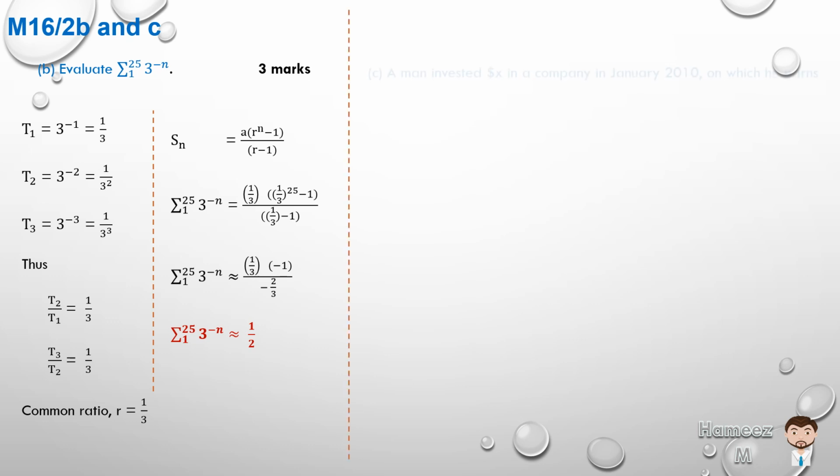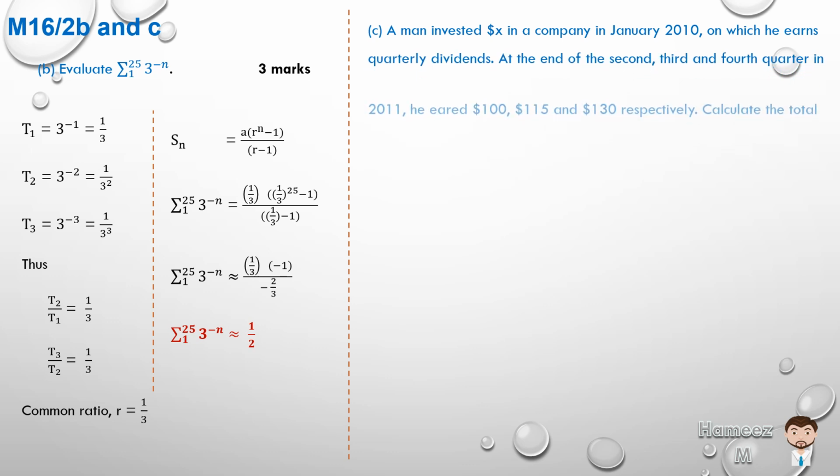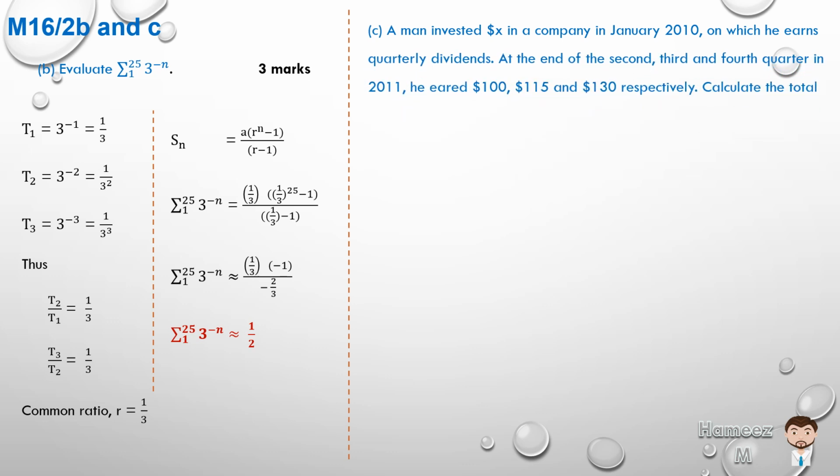Part C. A man invested X dollars in a company in January 2010, on which he earns quarterly dividends. At the end of the second, third, and fourth quarters in 2011, he earned $100, $115, and $130, a constant increase. Calculate the total dividends on his investment by the end of 2016.